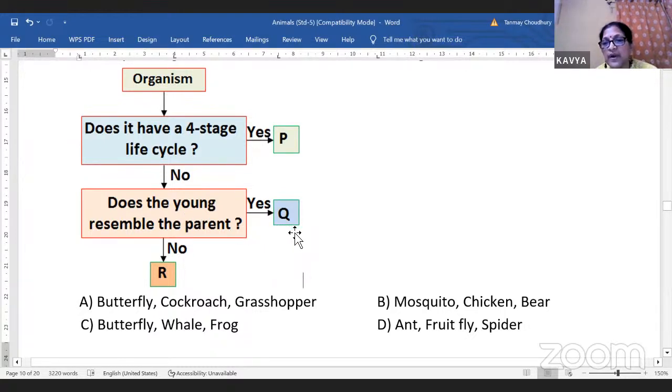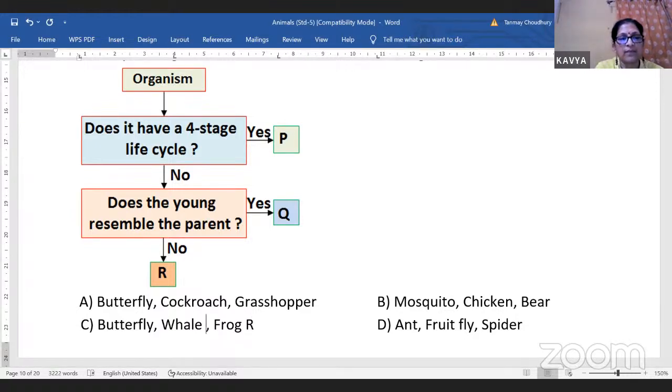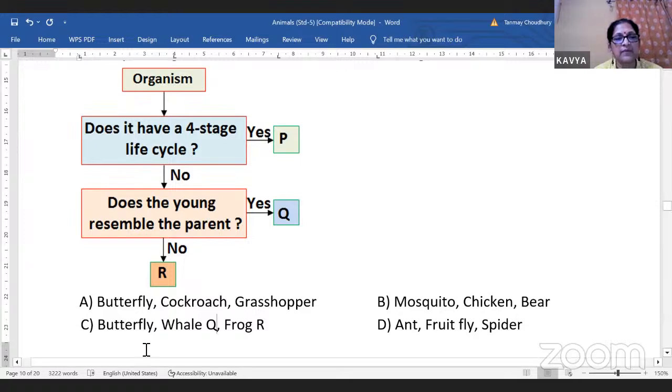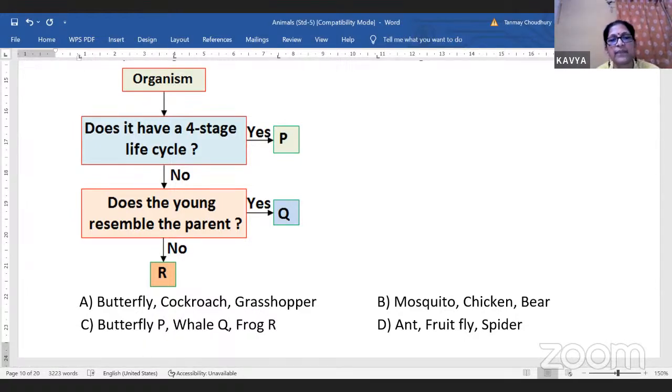The young one of a whale is just like a small whale. Why? Because the whale is a mammal and it gives birth to young ones. Whales do not lay eggs. They give birth to young ones. They are all mammals. And frog, it does not resemble the young one. So it will be R. So here frog is R. Whale is Q. And butterfly is P. So this is the answer.